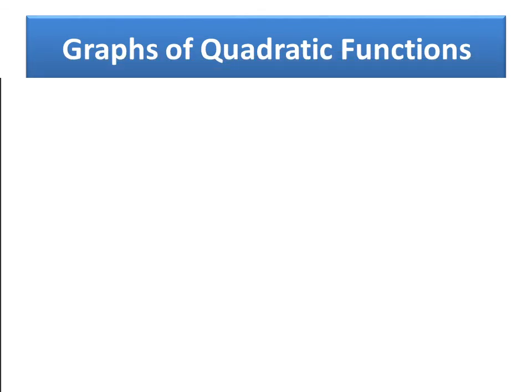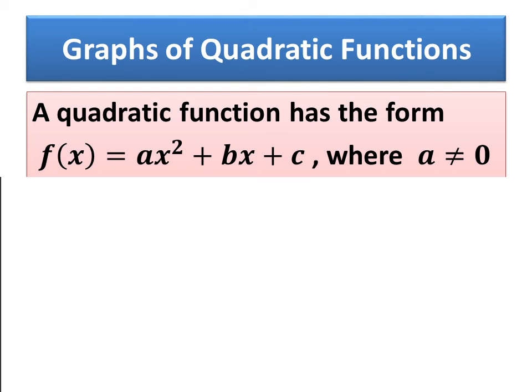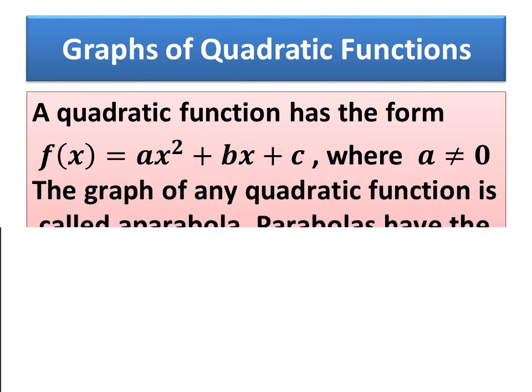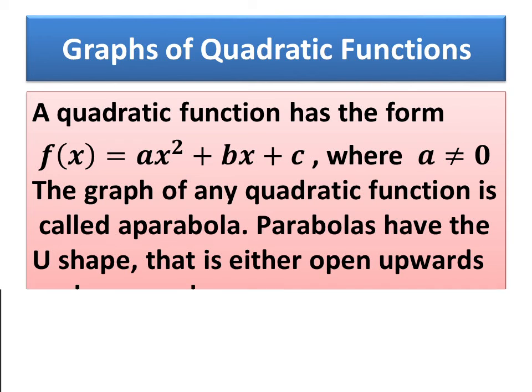We start the presentation discussing the graph of quadratic functions. Suppose we have a quadratic function of the form f(x) = ax² + bx + c, where, of course, a is not equal to 0. The graph of any quadratic function is known to be a parabola.